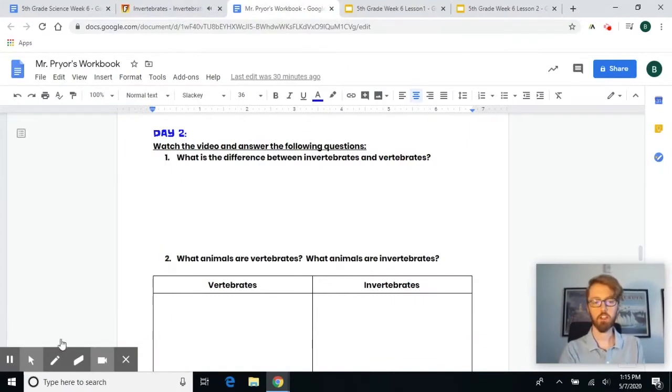Now we can finish our comparison between invertebrates and vertebrates. We can also write our examples in the invertebrate columns. What examples did you see? I heard things like sponges and butterflies and wasps and spiders and octopuses and jellyfish. All of those don't have a backbone or are invertebrates.